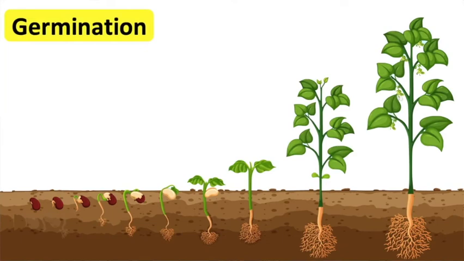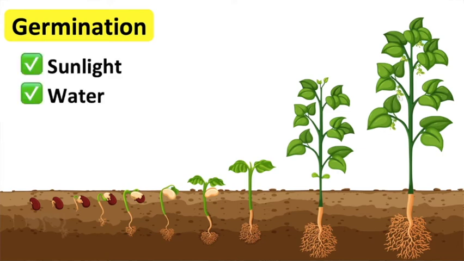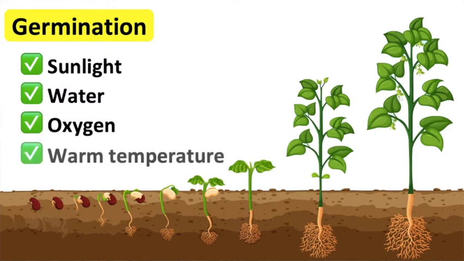Germination is the process in which the seed begins to develop into a new young plant. This process is controlled by enzymes. There are a few factors required for the plant to grow. These are sunlight, water, oxygen, and warm temperature. The water required comes from the soil.